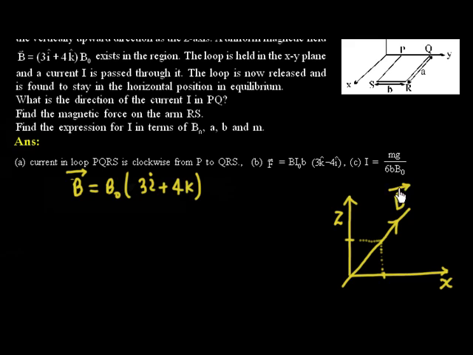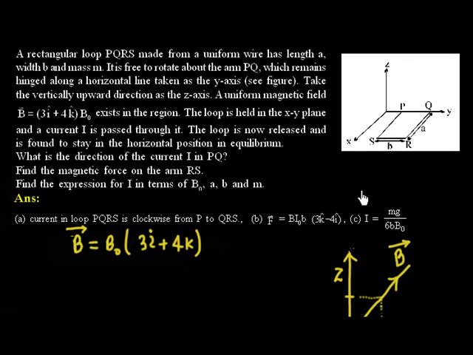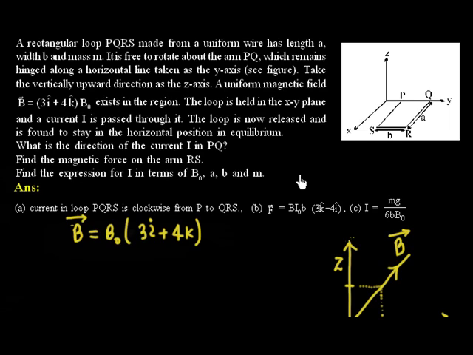Are you getting it? This is in the xz plane. If you see here in the diagram, this is in the plane xz. Now the question says, this loop is freely hinged at PQ. If I leave this loop, it remains in equilibrium in the horizontal position. So what should be the direction of current in PQ? So we have to find the direction of current I in PQ or SR. So basically in the whole loop you will have only one direction of current, either clockwise or anti-clockwise.